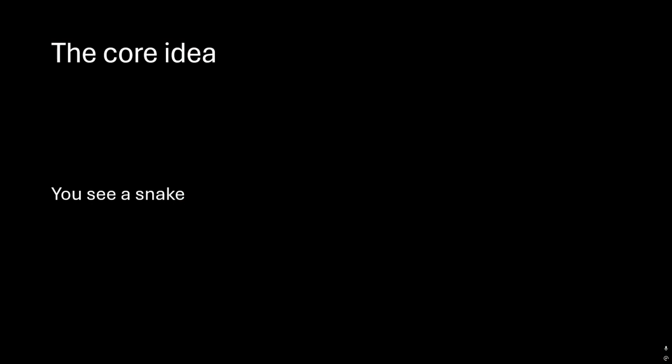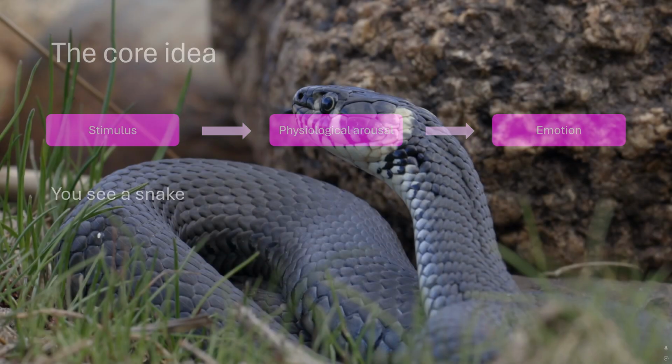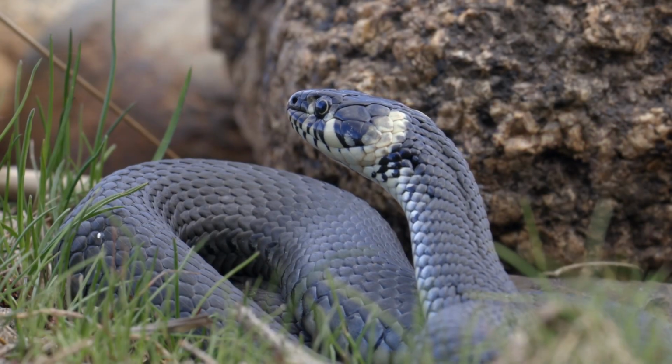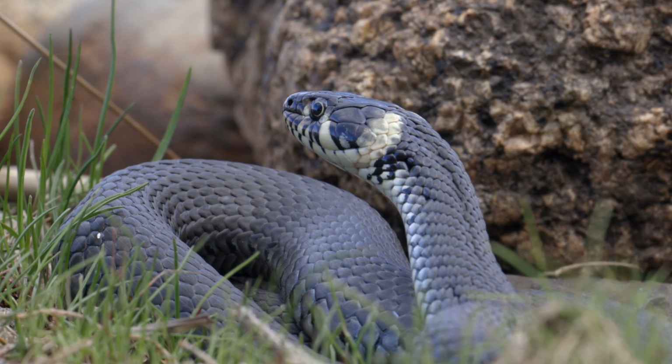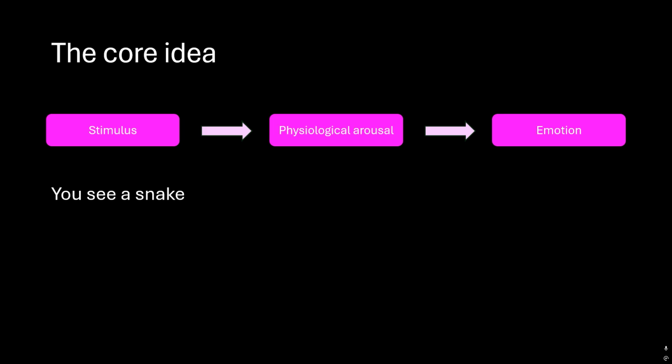So the core idea is we get a stimulus, so for example, we see a snake. We have a physiological change, so for example, our heart rate increases or our muscles tense. Following that physiological arousal, we then interpret that emotionally and we think, okay, we're going to apply fear to that as the emotion. So we see the stimulus, we see the snake. We have a physiological state change, so we become physiologically aroused. Our heart rate increases. We interpret that as the emotion of fear.